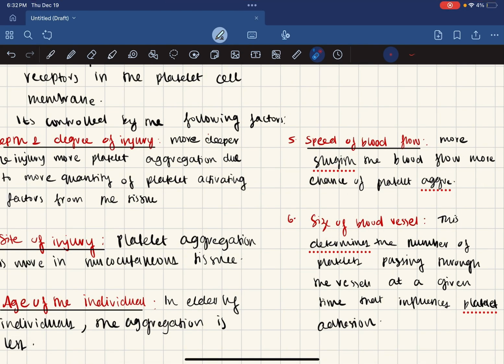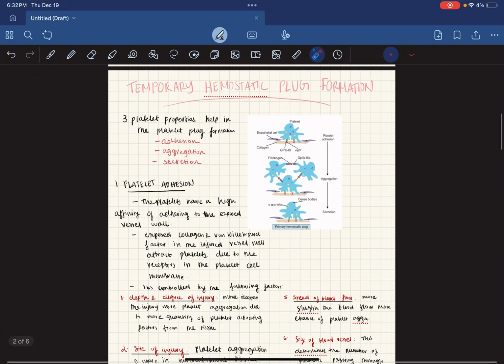Then the size of the blood vessels. This determines the number of platelets passing through the vessels at a given time that influences the platelet adhesion. So it just depends upon the size and the number of platelets that are passing through the vessel. So that is about the platelet adhesion.